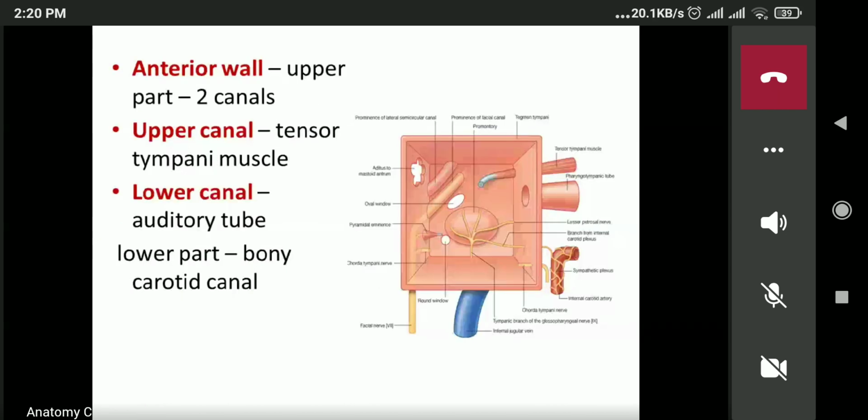Come to the anterior wall. So this is the middle ear cavity, roof. So this is the roof, technically the tegmen tympani. This is the floor, so this is the internal jugular vein. Okay. Now this is the anterior wall.